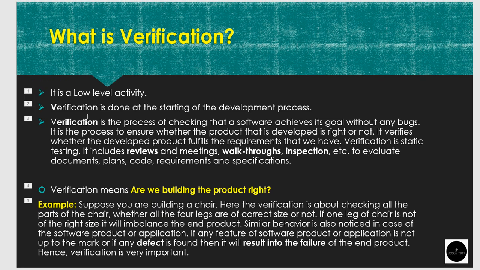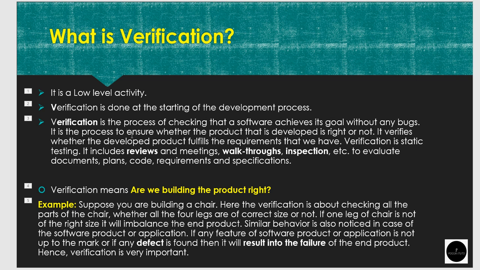So let's see what is verification. It is a low level activity. Verification is done at the starting of the development process, and verification is the process of checking that a software achieved its goal without any bugs. It is a process to ensure whether the product that is developed is right or not. It verifies whether the developed product fulfills the requirement that we have. Verification is static testing, so it includes reviews and meetings, walkthroughs, inspections, etc. to evaluate documents, plan, code, requirements, and the specification.